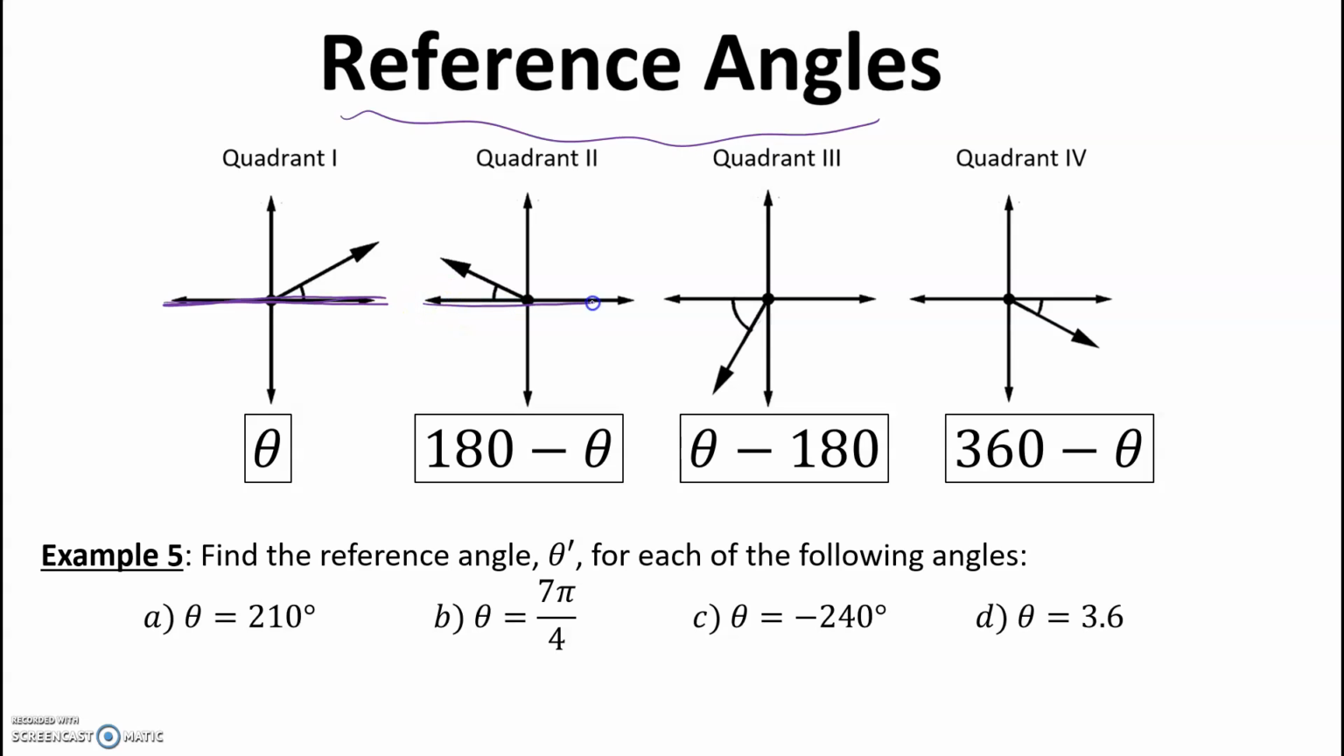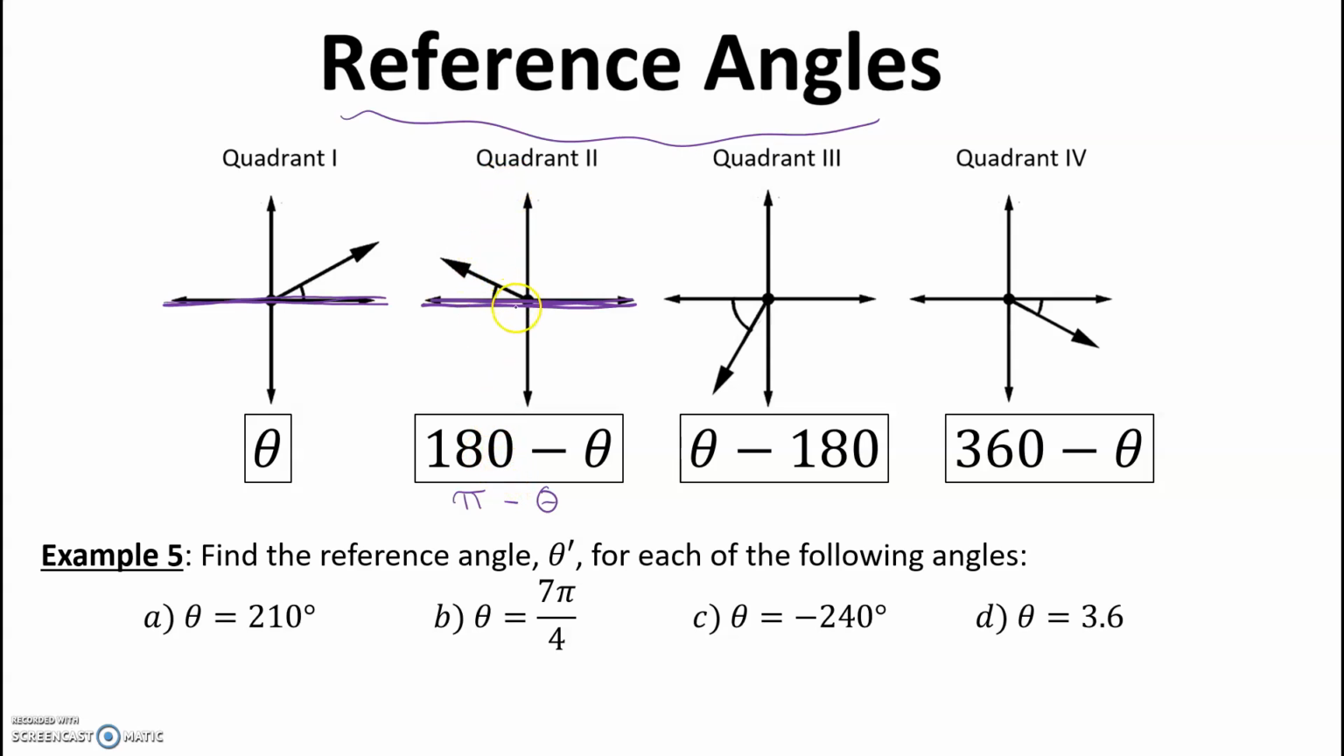If you're in quadrant two, again, you want your distance from that x-axis. So all you have to do here is say, well, take the 180 and subtract out my angle. Now, I will tell you it's either 180 or pi. So if you're in terms of radians, you want to do pi minus your angle.